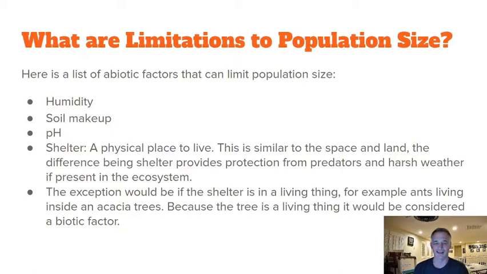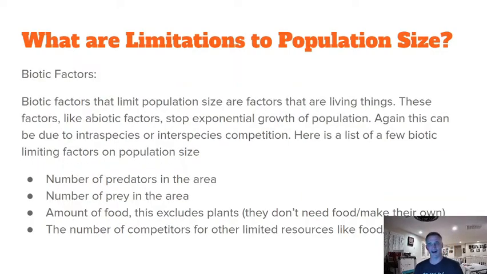Now, there is an exception to this. If the shelter is actually in a living thing, for example, ants living inside acacia trees, because the tree is a living thing, that would no longer be an abiotic factor. It would become a biotic factor. Okay. All right. So let's move on to biotic factors now.